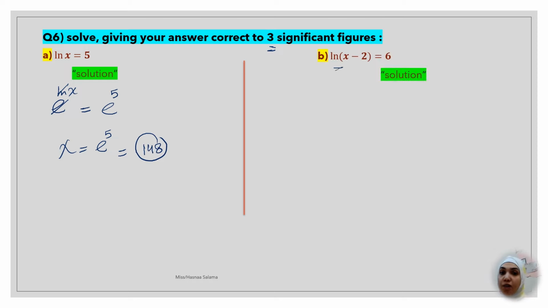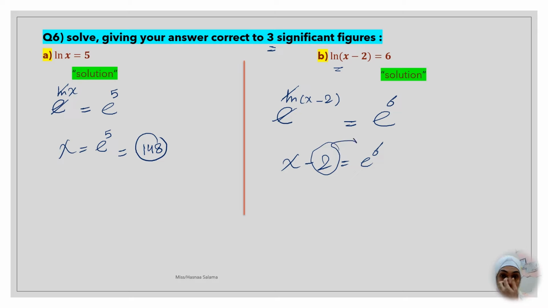Now ln(x minus 2) equals 6. To get the value of x, I need to convert it to an exponential. e^(ln(x-2)) equals e^6. They cancel together, so x minus 2 equals e^6. Moving to the other side, x equals e^6 plus 2. Get it by using the calculator.